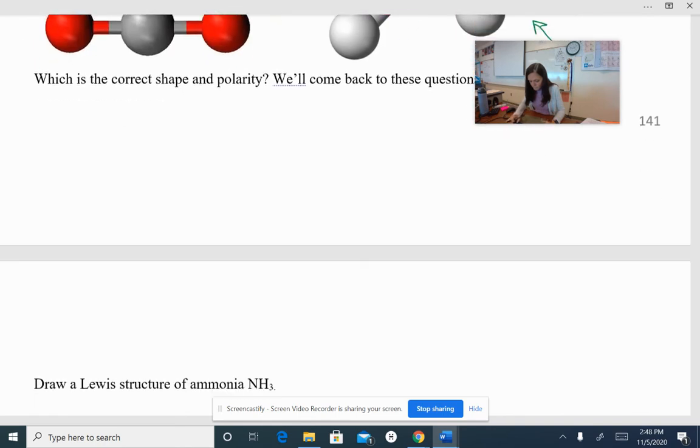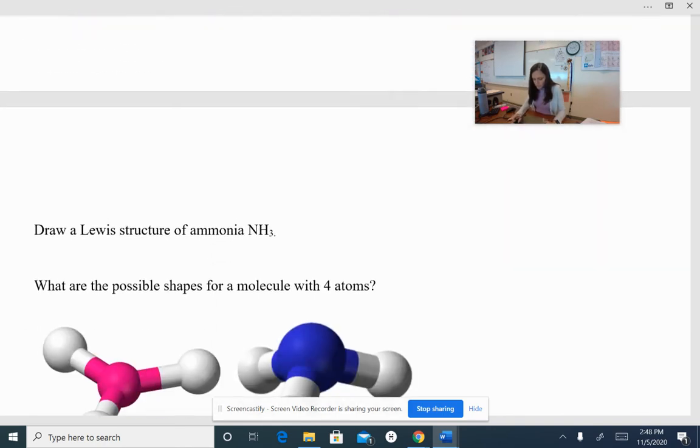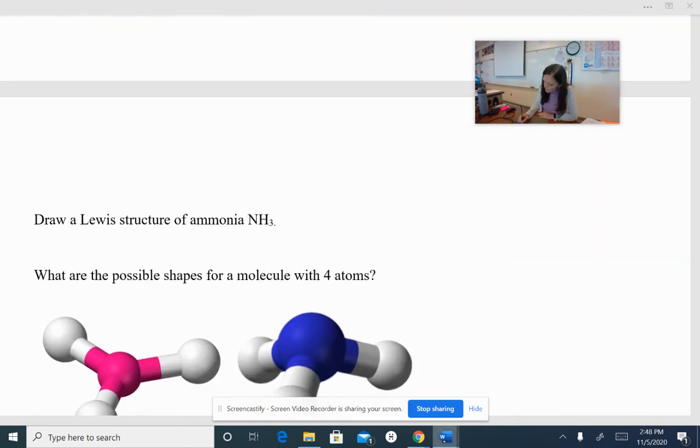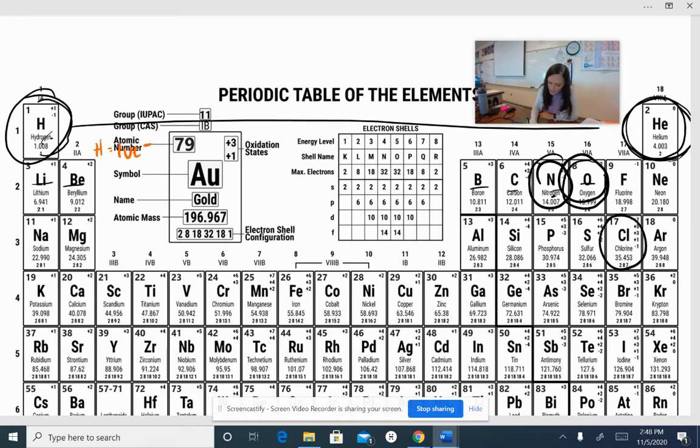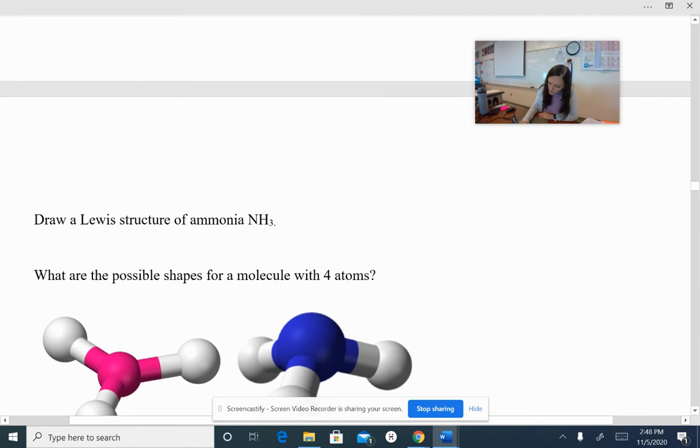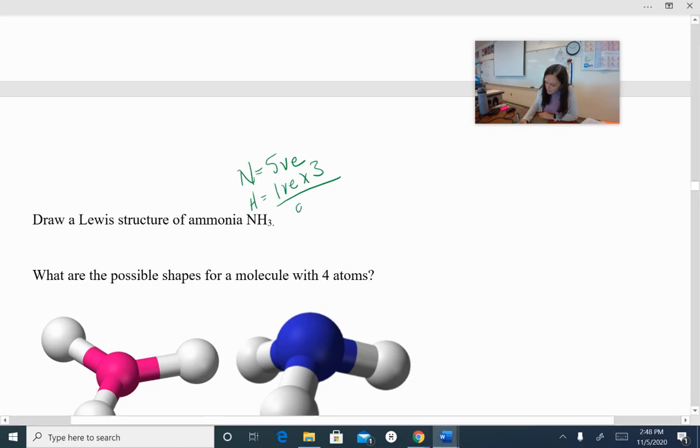Okay, so let's draw the Lewis structure for ammonia. Nitrogen's right here, that gives me 5 valence electrons, and hydrogen is right here, that gives me 1. So nitrogen, I have 5 valence electrons. Hydrogen, I have 1 valence electron, and I've got 3 of them, so I need to multiply that by 3. So 5 plus 1 times 3 gives me 8 valence electrons total.